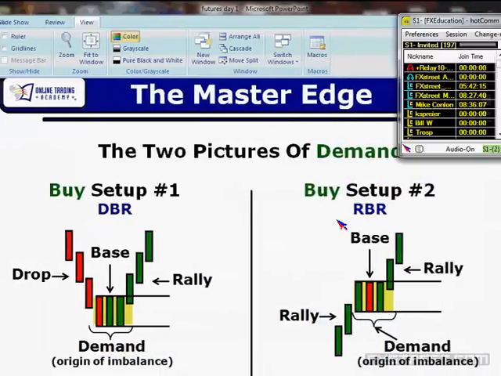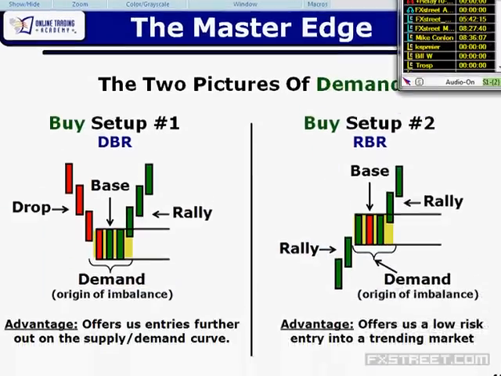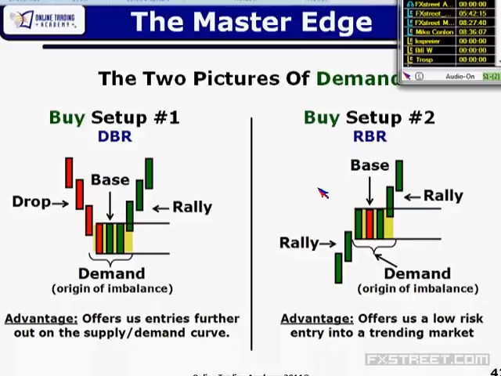There's only two pictures that can represent a price level where demand exceeds supply. It's the drop, base, and rally, or the rally, base, and rally. The picture on the left has a benefit. The advantage here is that buying against these is going to make sure that you're trading far out on the supply-demand curve, which is always a good thing.